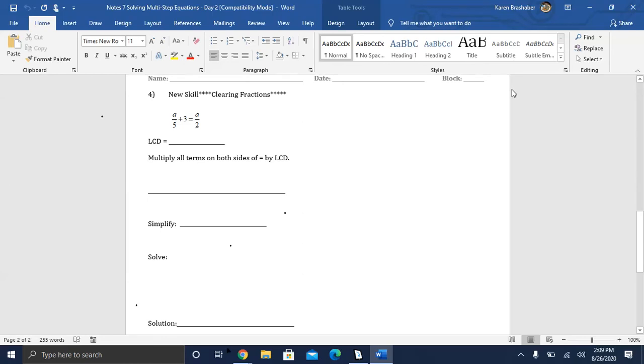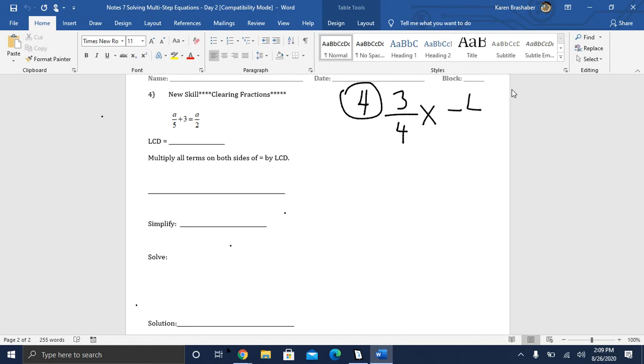On the back side of your notes, we have a couple of new skills and concepts that we want you to pick up from this second day of solving equations. And the first new skill is learning how to clear fractions that are in an equation. Now, you might think that, well, I have Desmos, and so I would just be able to work with fractions in Desmos. And that is true on a problem like this.